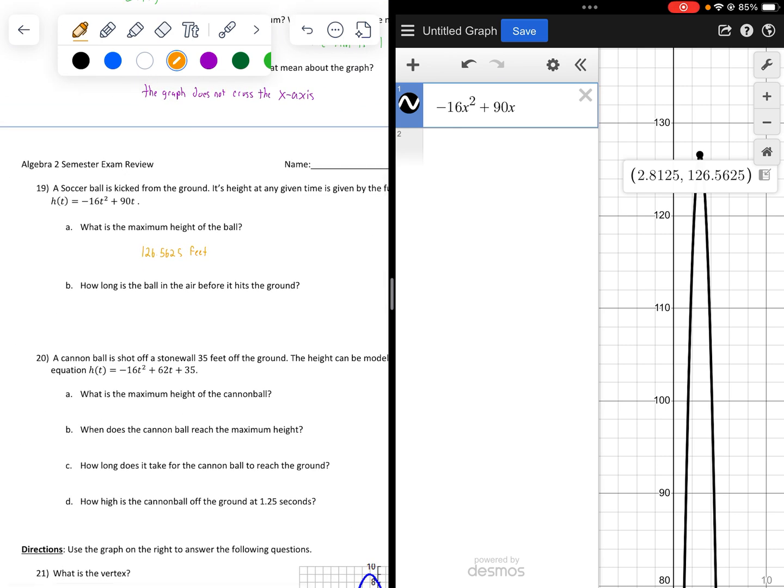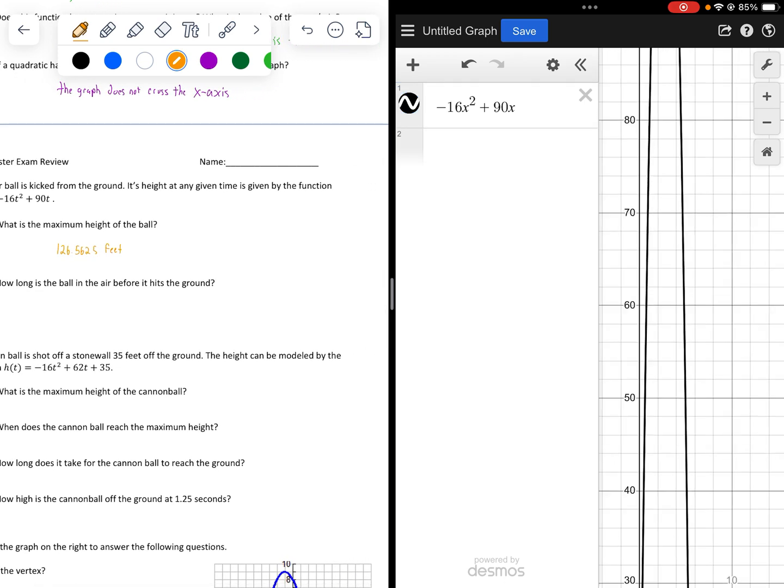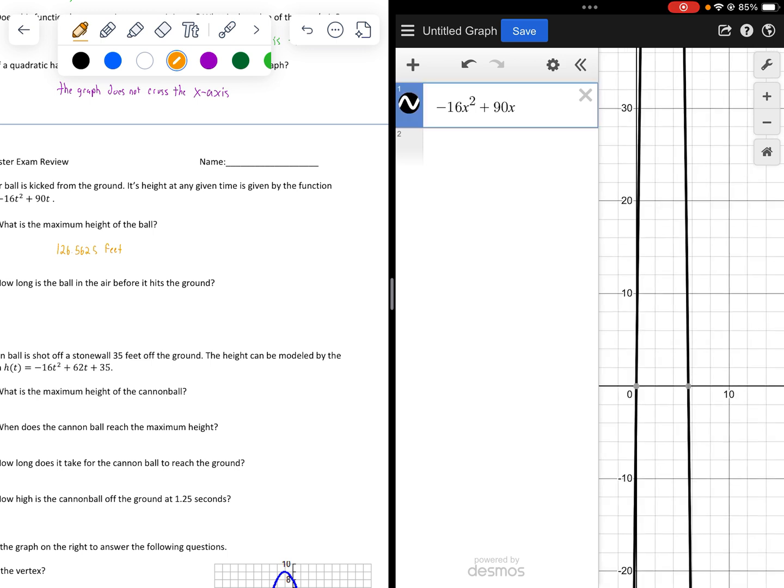How long is the ball in the air before it hits the ground? This is measured in seconds. So when it hits the ground, that's a y or an x-intercept or a 0 of the graph. So 5.625 seconds.